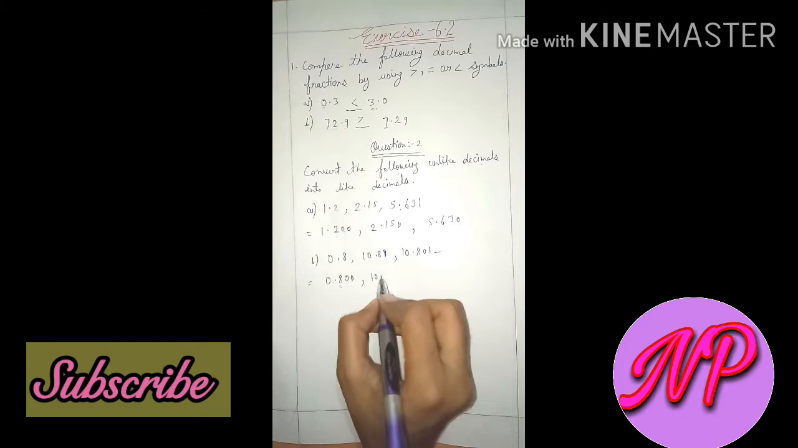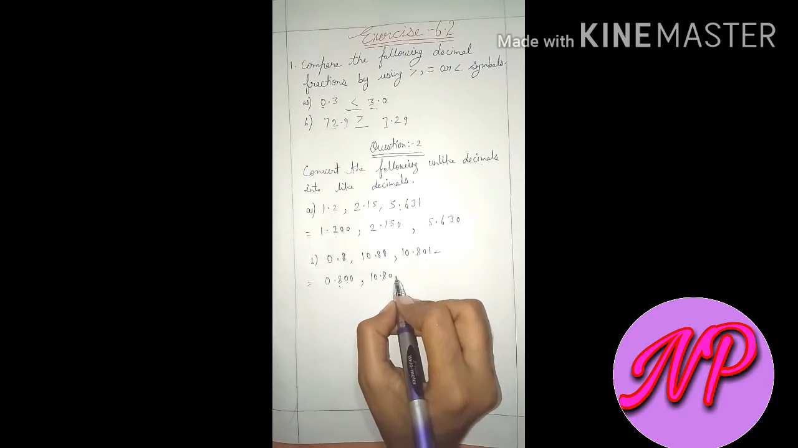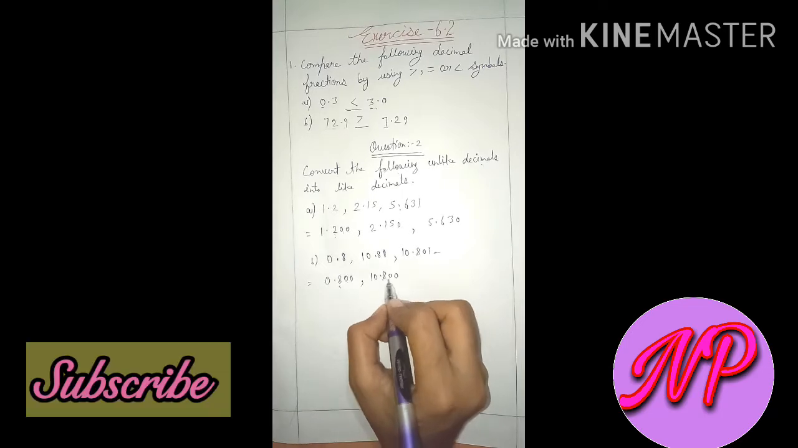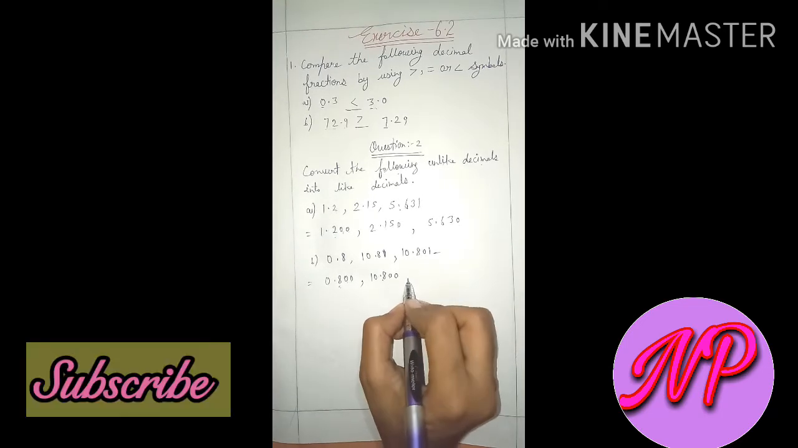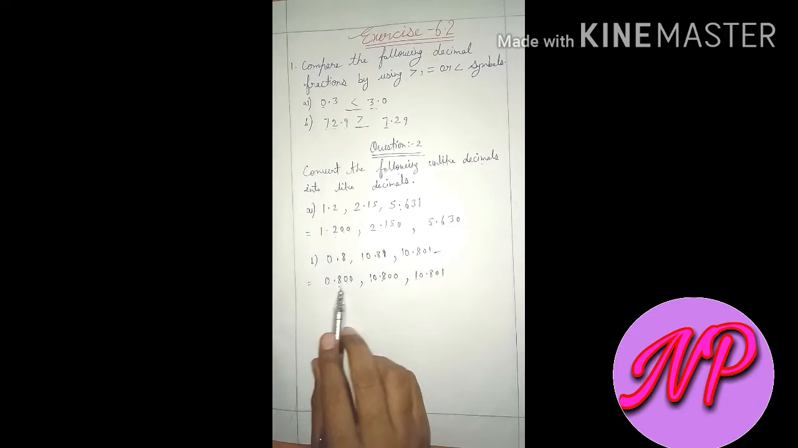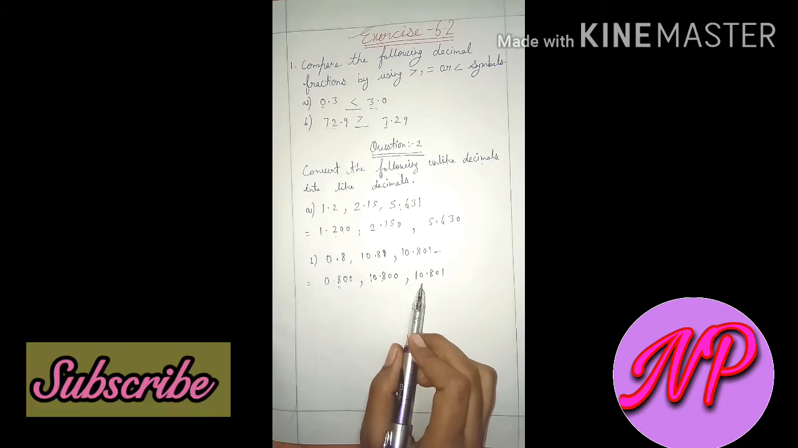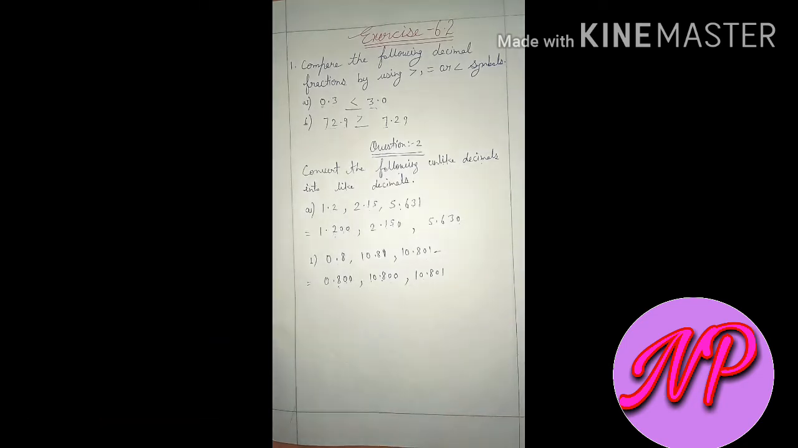Here 10.81 has 2 decimal places, and we need 3 decimal places. Put 0 here. 1, 2, 3. Now this is a 3 decimal places number. Here 10.801. Now these decimals are like decimals. Okay, like this we will convert.